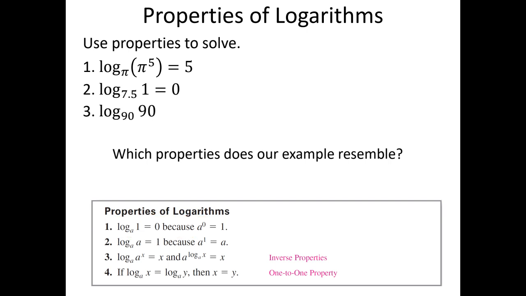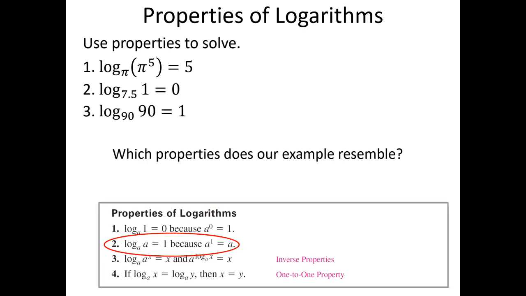Log of base 90 to the input 90. Okay. And this one again is our second property. The identity that if I have a base to the same input, the answer will always be 1. Okay. All right. So again, it's very useful to memorize and know these properties.